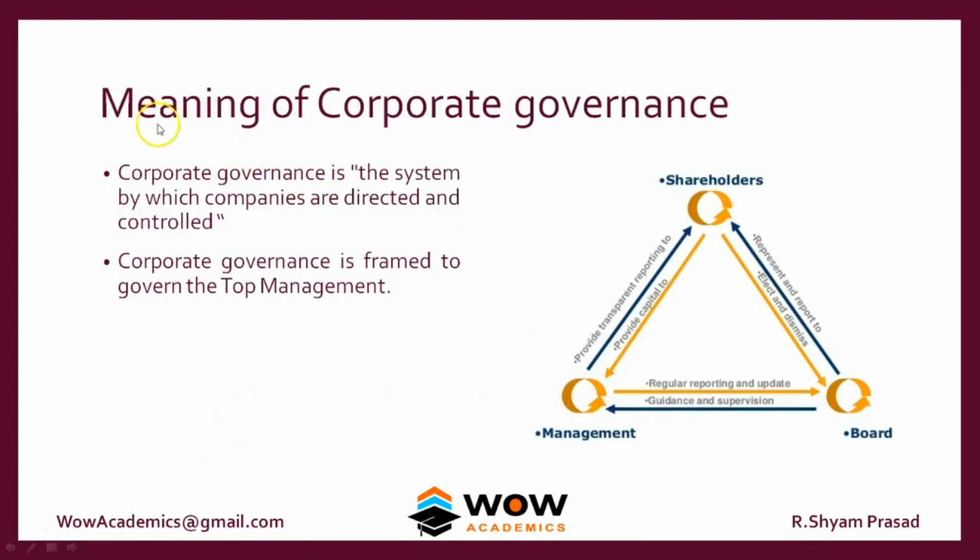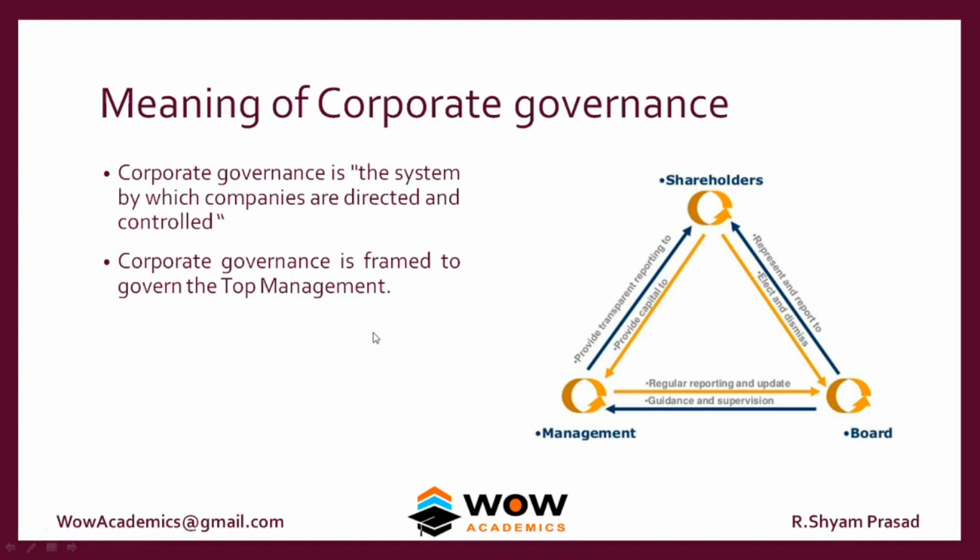So we'll start with the meaning of corporate governance. Corporate governance is the system by which companies are directed and controlled. Corporate governance is framed to govern the top management. We know that to control the middle and the lower level management, we can use the internal control and internal audit. And to control the activities of the top management, we use the corporate governance.